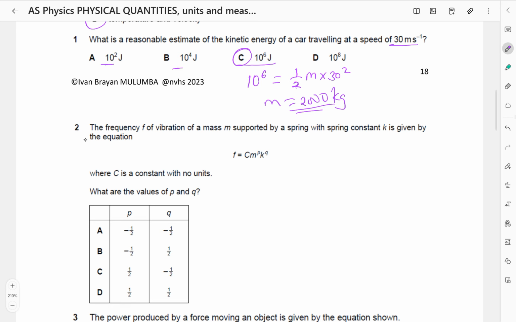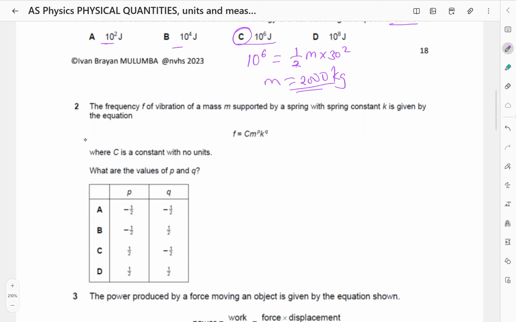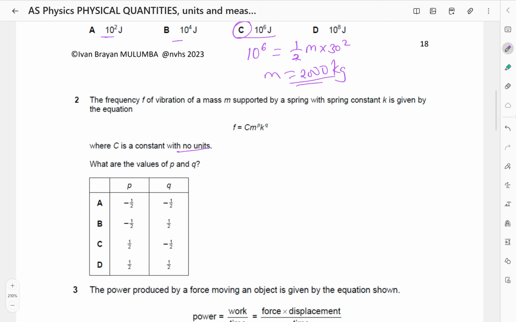The frequency F of vibration of a mass M supported by a spring with a spring constant K is given by that equation there, where C has no units. What are the values of P and Q? C has no units. Frequency has units of s power negative 1. M is mass, so mass is kilograms power P. And K is the spring constant, so we have K power Q.